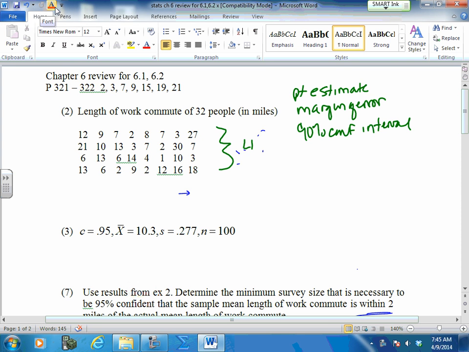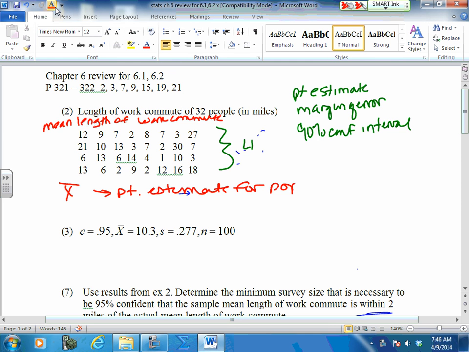We don't know the population mean. We're looking for a mean, the mean length of time to get to work. So we do not know the population mean. If we find your sample mean, this is your point estimate. Write this down for your population mean. This is the whole reason we do this, so that we can infer something about your population based on your sample.